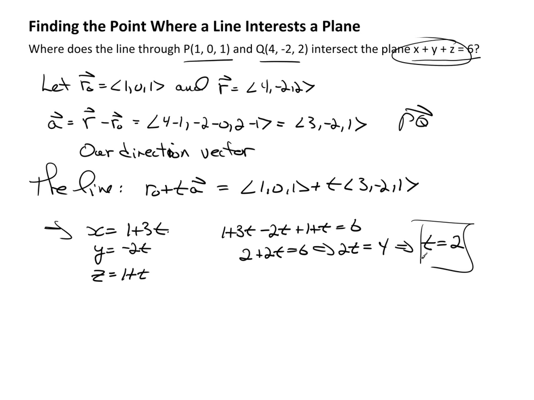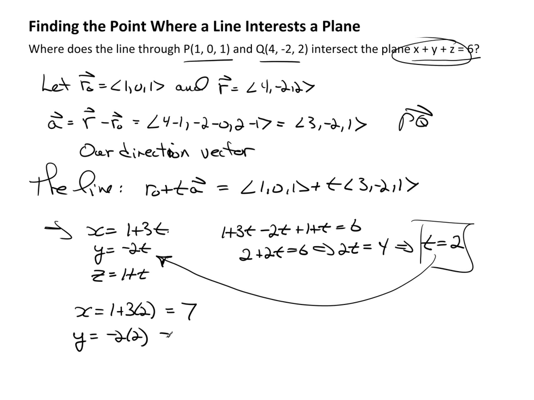So now if I say, okay, t equals 2, I substitute this back into my parametric equation for the line, and what I end up with is that x equals 1 plus 3 times 2, which is 7. y equals negative 2 times 2, which is negative 4. And z equals 1 plus 2, which is 3.